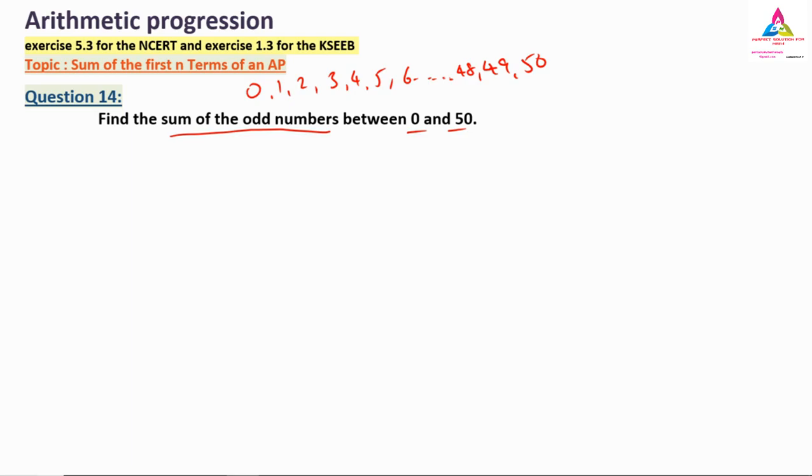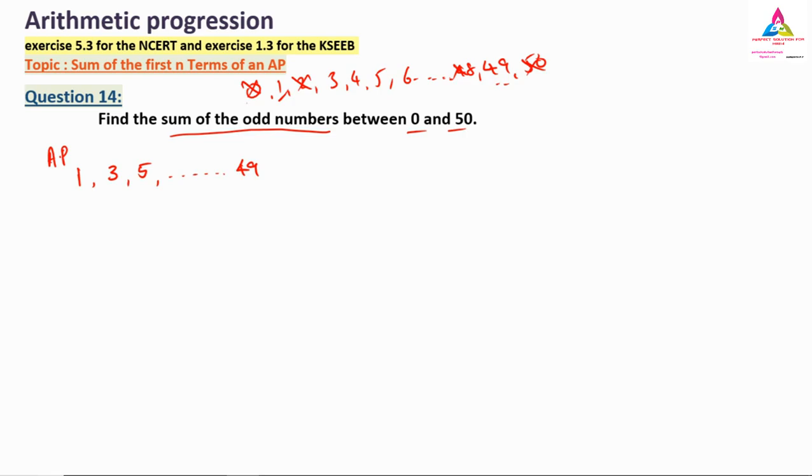So which are the odd numbers here? Is 0 an odd number? No, 0 is not an odd number. 1 is an odd number, yes. So first we have to write down that AP. That AP starts from 1, the first odd number. Next, 2 is not an odd number, 3 is. Next, 4 is not an odd number, 5 is, and so on. Lastly, 48 is not an odd number, 50 is not an odd number, 49 is the last odd number between 0 and 50. So they are asking for the sum of these odd numbers, that is 1, 3, 5, 7, 9, and so on till 49. You have to find the sum.